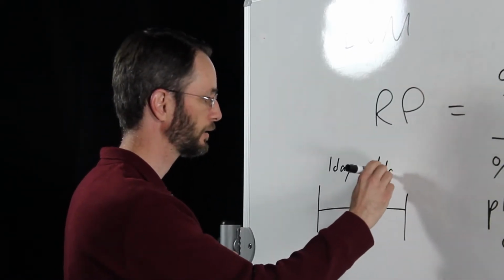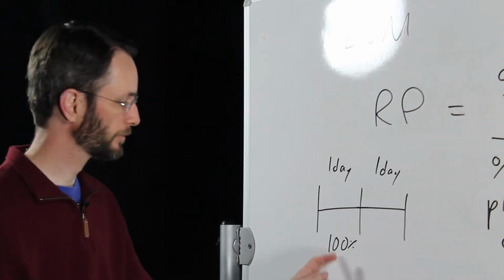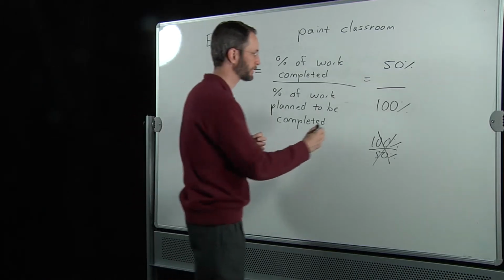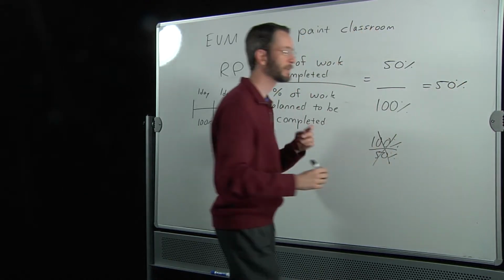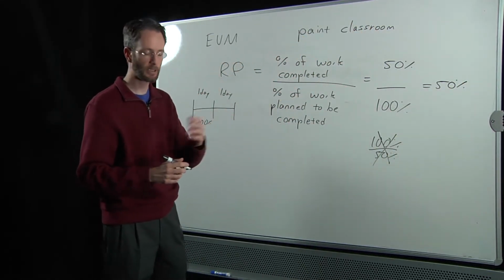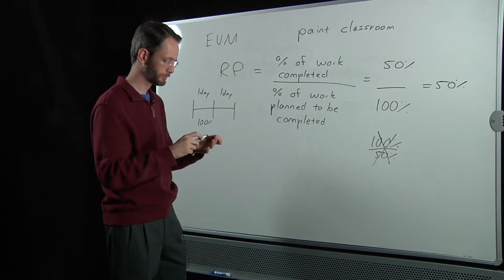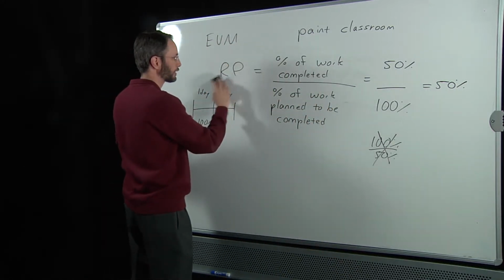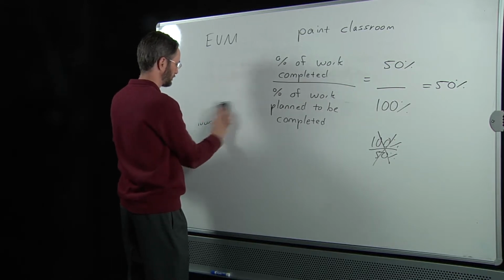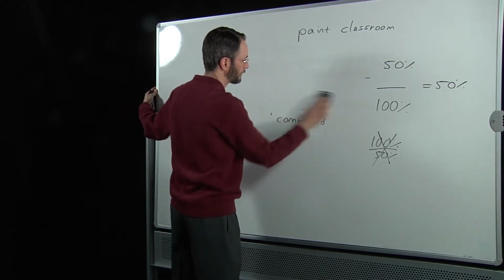So here's another day, and he stretched it. So his rate of performance is actually 50%. He's working half as fast as we planned for him to, basically. So return to our illustration. Our rate of performance is 50%. And we could do a few calculations.